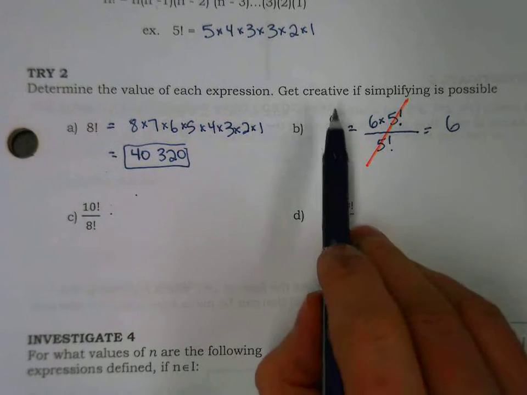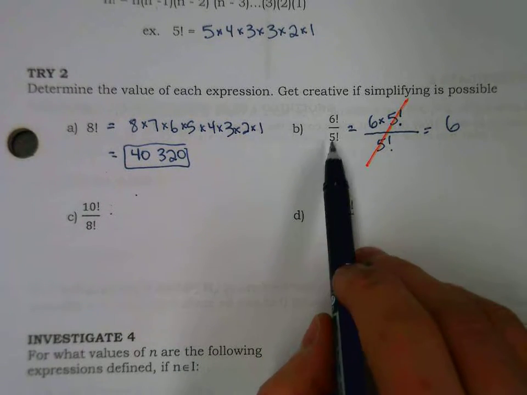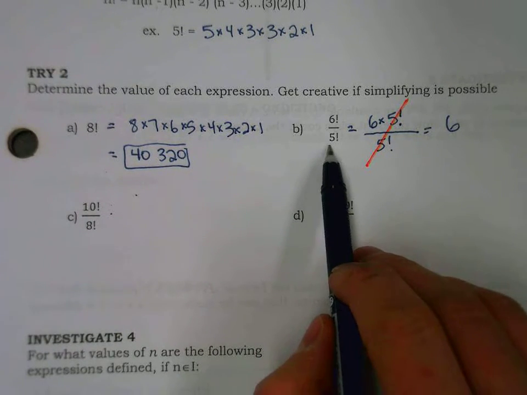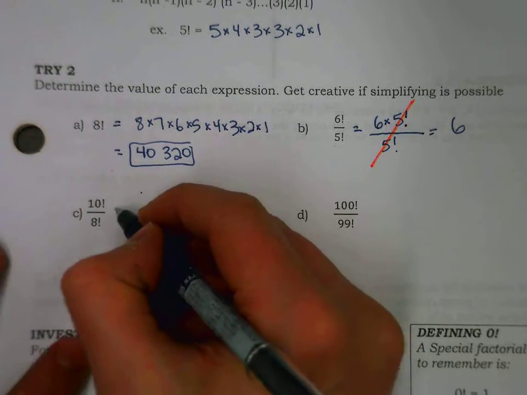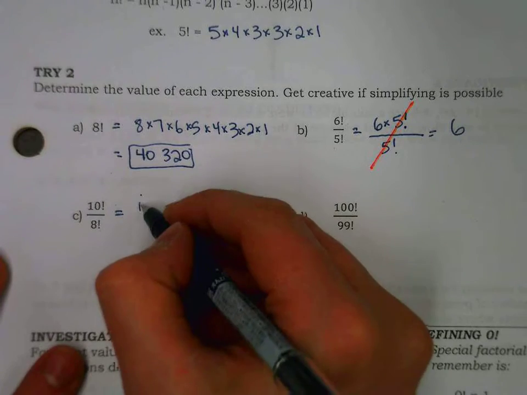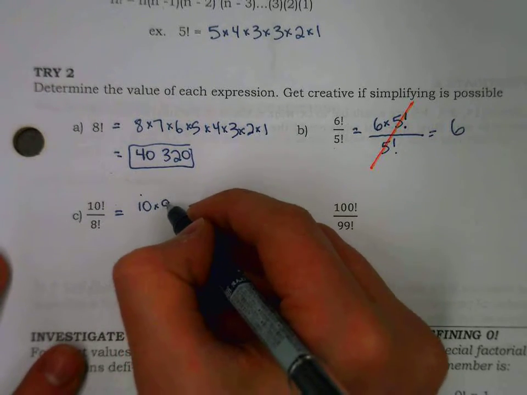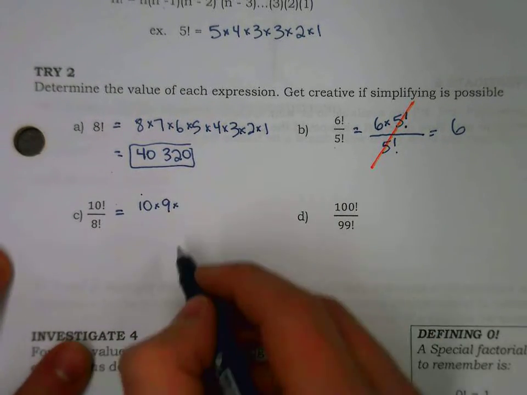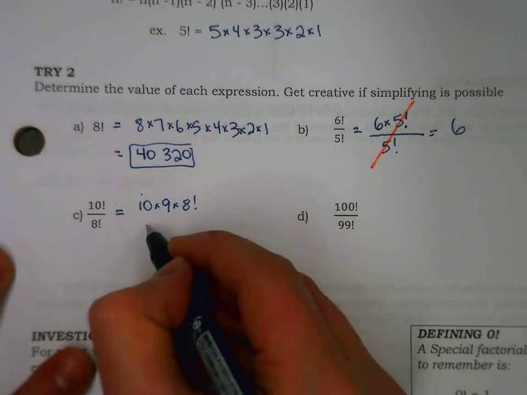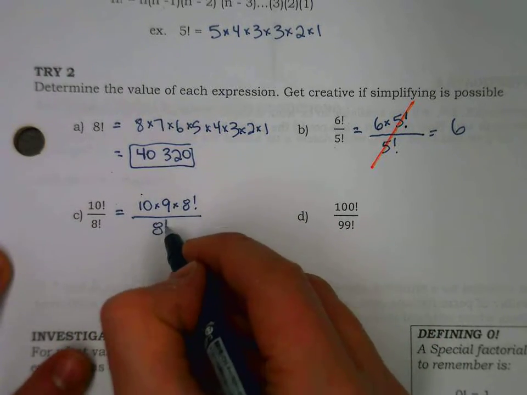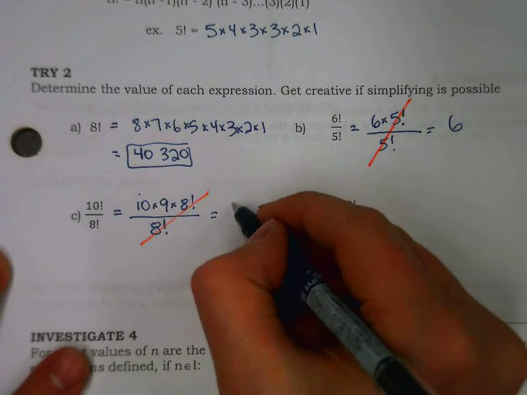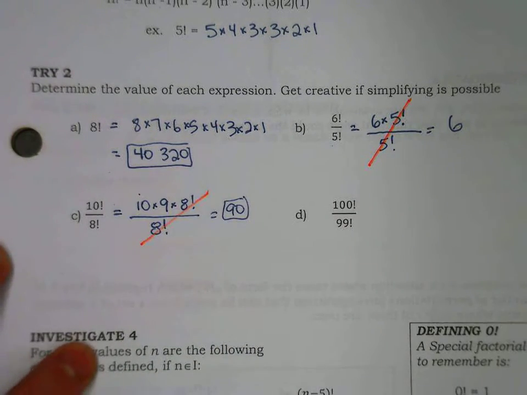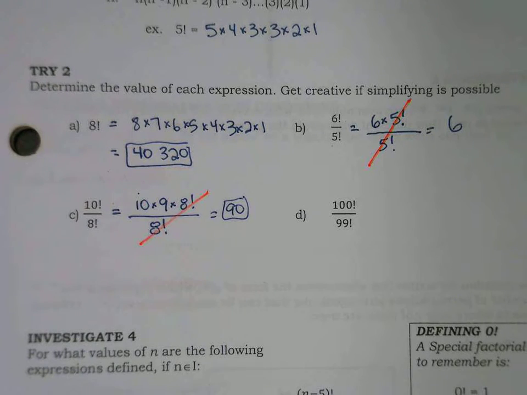So instead of saying 6 factorial is 720, 5 factorial is 120, and dividing them, we can see it's just 6. Similarly, if we were to do that with 10 factorial over 8 factorial, we can say 10, 9, 8, and so on, all divided by 8, and so on, cancel out the 8 factorials, and say 10 times 9 is 90. Much quicker than 10 factorial divided by 8 factorial.